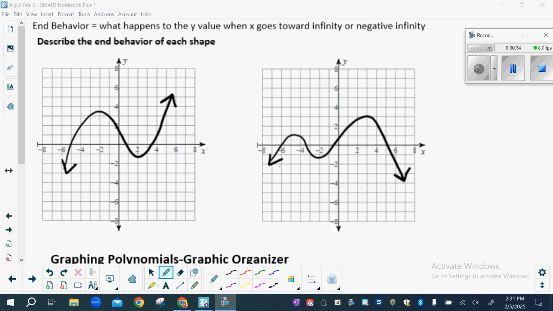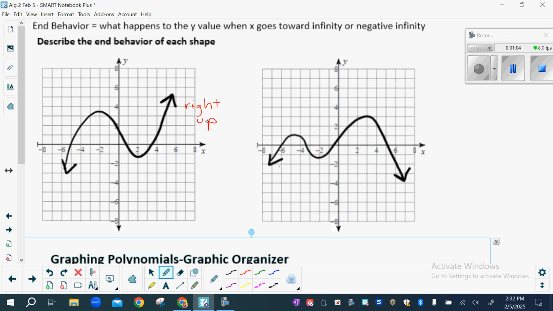So we're going to do both. What we're going to do is, on the right, it is going towards infinity, and we're going to abbreviate it with just up. We're going to say up. To get into pre-calculus, they're probably going to require that you use the words infinity and negative infinity.